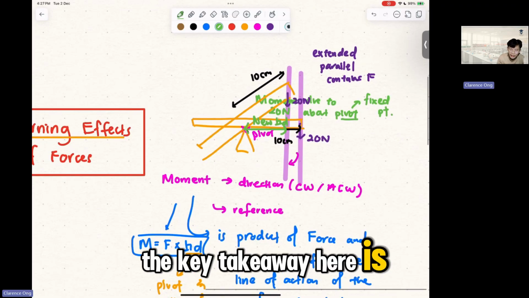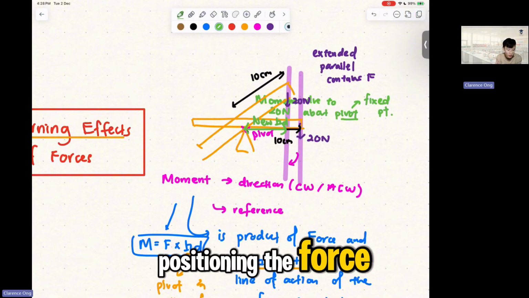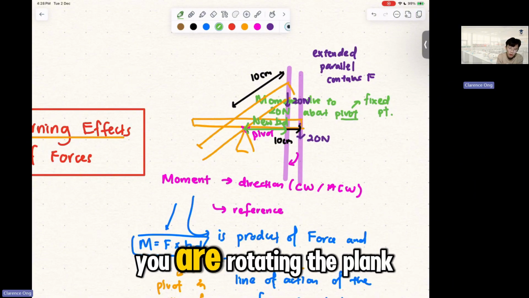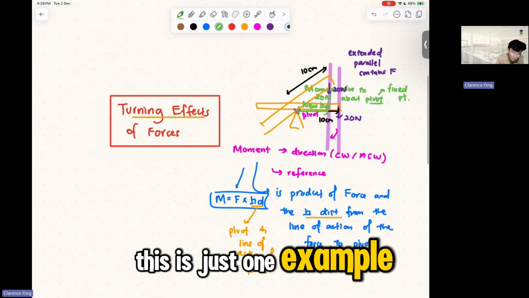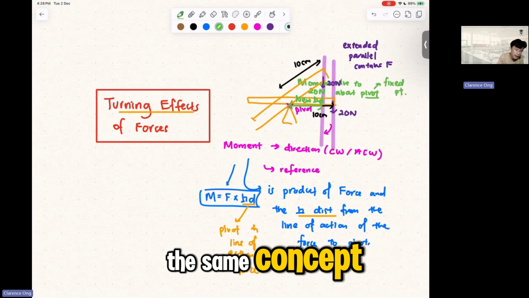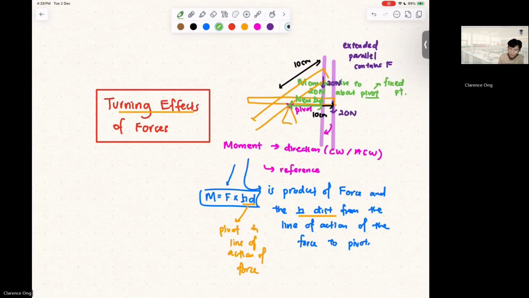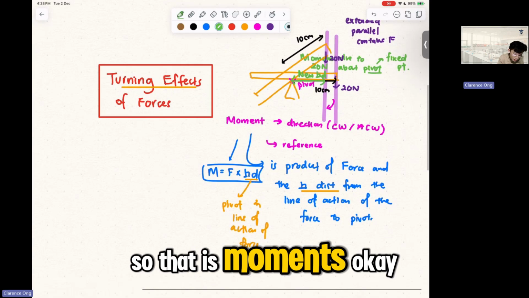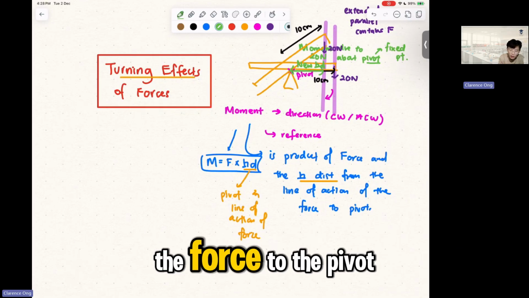The key takeaway here is that the perpendicular distance can change depending on how you're positioning the force and depending on how much you're rotating the plank. Okay, this is just one example. We want to be using the same concept to many different scenarios. So that is moments. Okay, just take the force multiplied by the perpendicular distance from line of action of the force to the pivot.